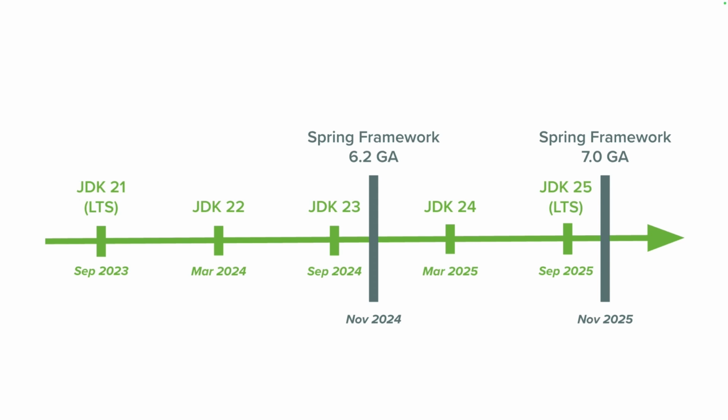So how about a timeline of releases? JDK 21 came out in September of 2023. We see a new version of the JDK every 6 months. So JDK 23 came out in September 2024, and then Spring Framework 6.2 came out in November of 2024. JDK 24 just came out in March of 2025. We see that JDK 25, the next LTS version, will be released in September of 2025. And then Spring Framework 7.0 will go GA in November with support for JDK 25.